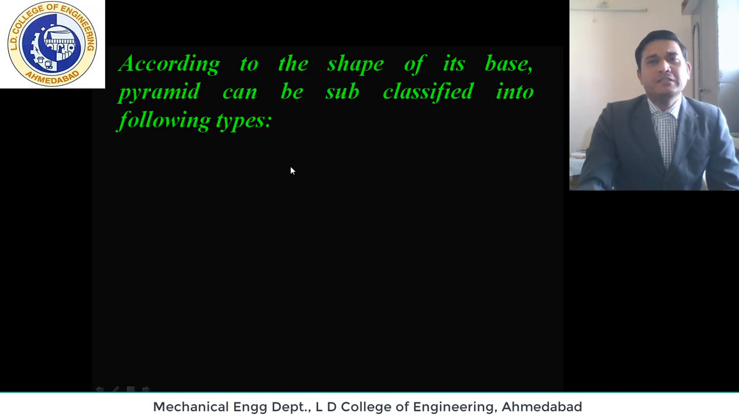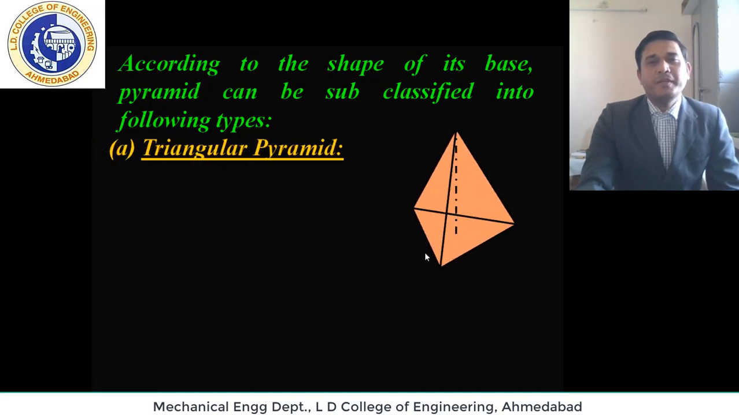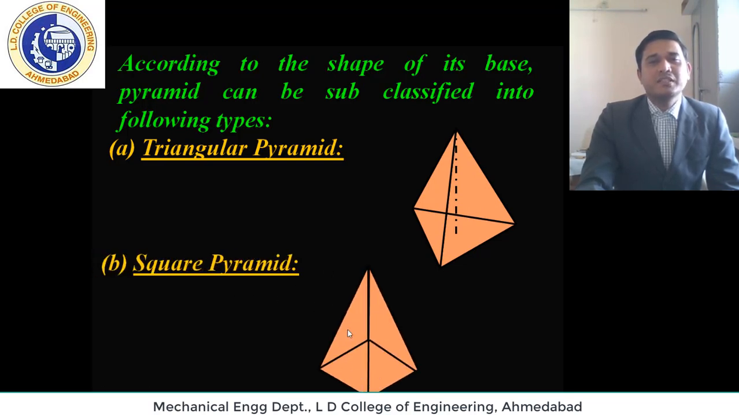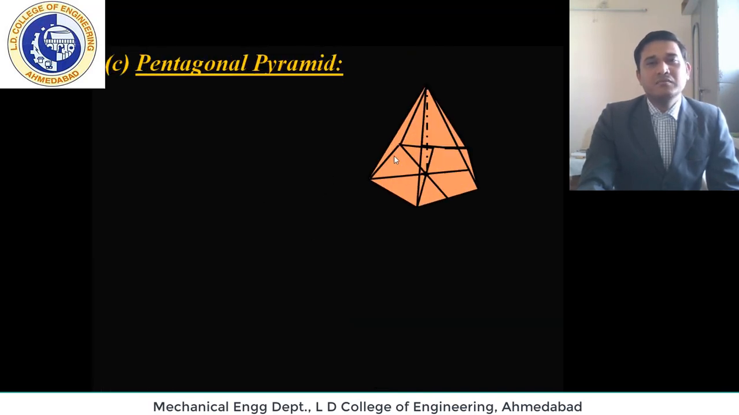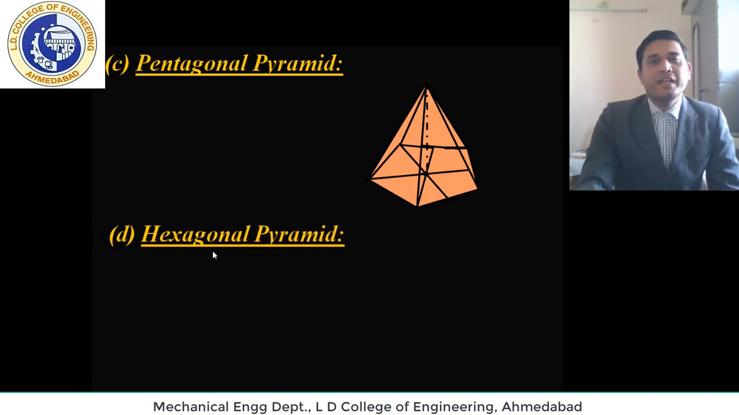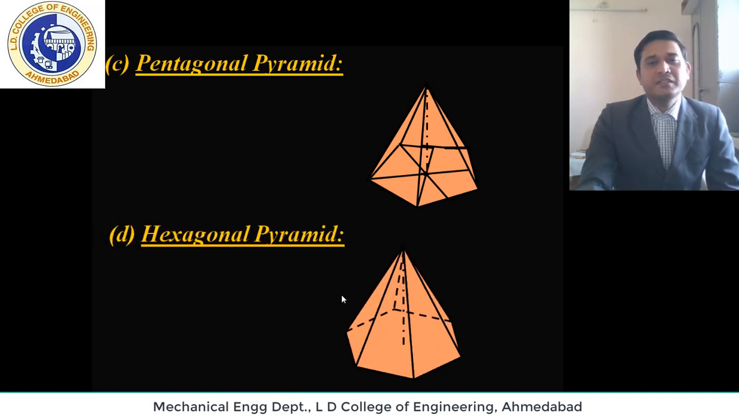According to the shape of its base, a pyramid may be further classified into subcategories. If we have a triangular base, it's known as a triangular pyramid. If we have a square base, it's known as a square pyramid. If we have a pentagonal base, it's known as a pentagonal pyramid. If we have a hexagonal base, it's known as a hexagonal pyramid.